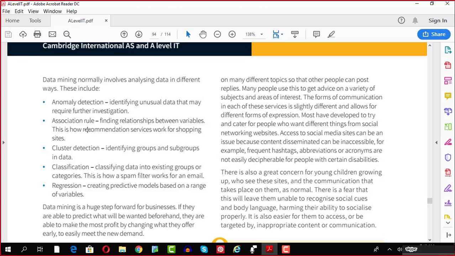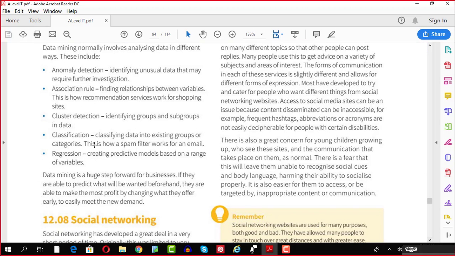Cluster detection, identifying groups and subgroups of data. It's quite related to association rule, but it's a bit different. So groups and subgroups basically means that if I come to electronics, I will have input devices and I will have output devices. Input devices is one group, output devices is another subgroup. So you'll have groups, then you have subgroups and stuff like that. So we are just talking about data.